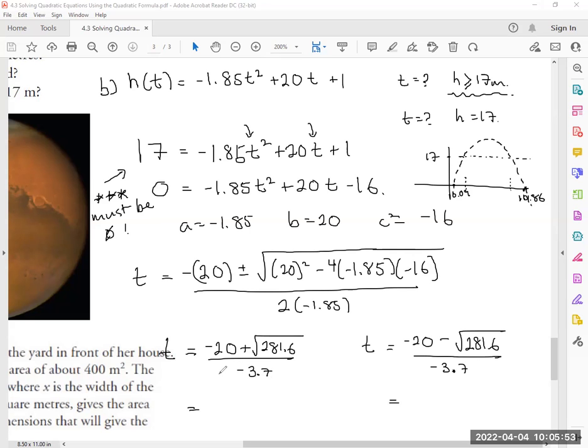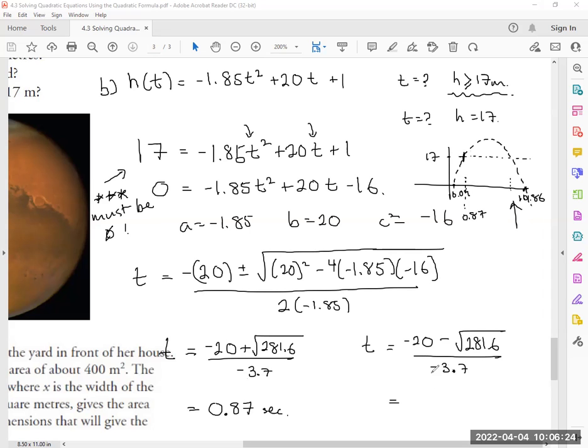The first number was right on track. I got approximately 0.87 seconds. Is that after my launch? Yes. It's almost 1 second. This is definitely after my launch. Okay. It hits 17 meters almost 1 second after the launch. Great. So this should be just a little bit before my landing.